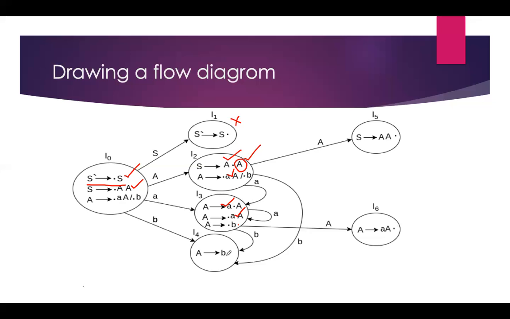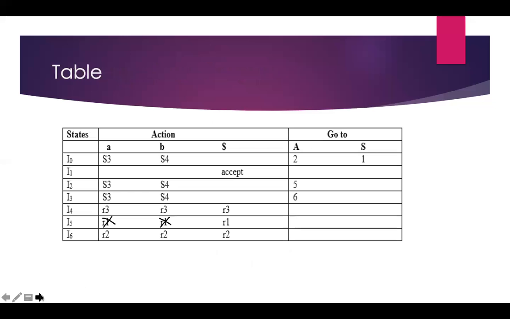So in total, how many states did we construct? I0, I1, I2, I3, I4, I5 and I6. These are the total states we constructed. From this flow diagram, we need to construct one table. So here we will see how to construct the table.